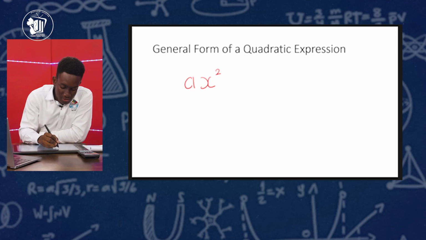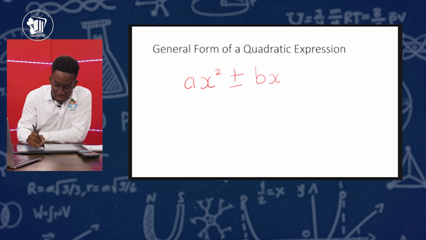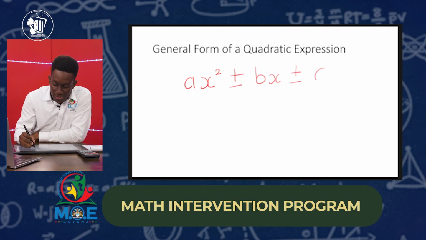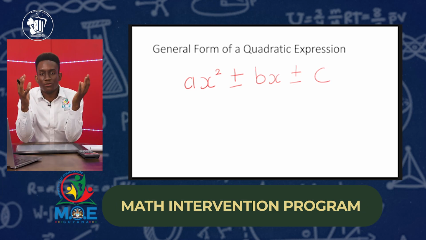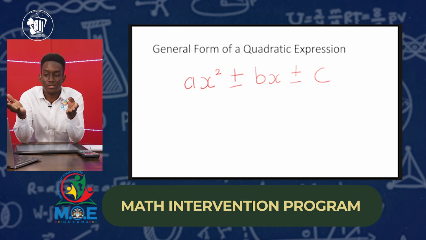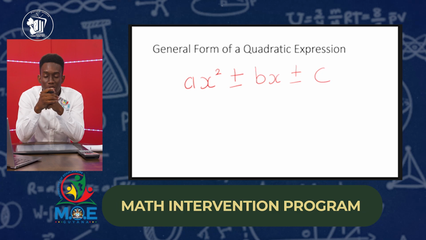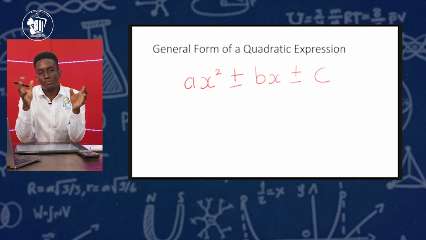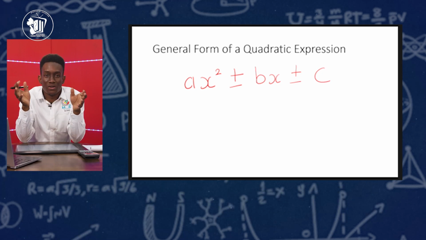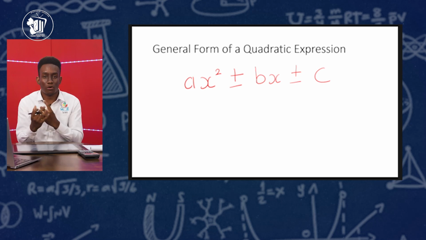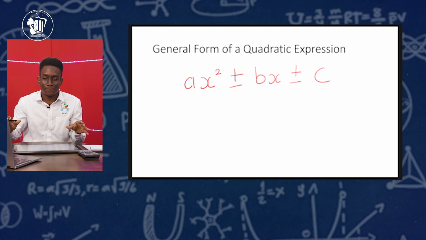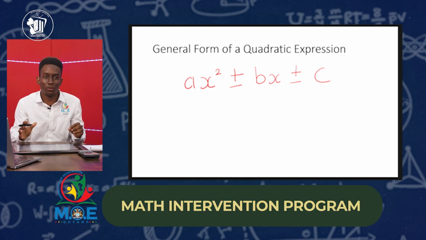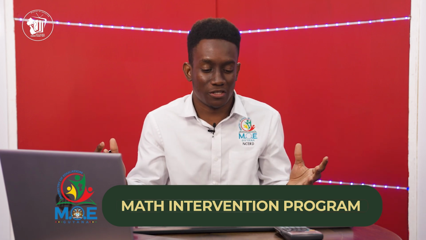So the general form is ax squared plus or minus bx plus or minus c. Now the a, b, and c, they are just there in place of a number. But this is the general form. When you see an equation looking like this, with an x squared term, a term without a square, and a number by itself, you know that it's a quadratic.